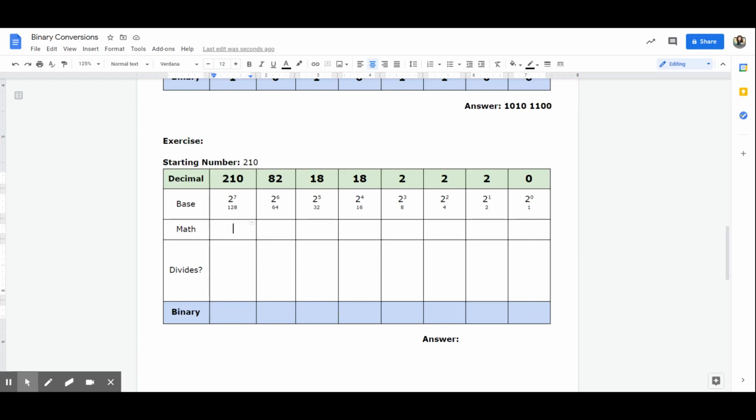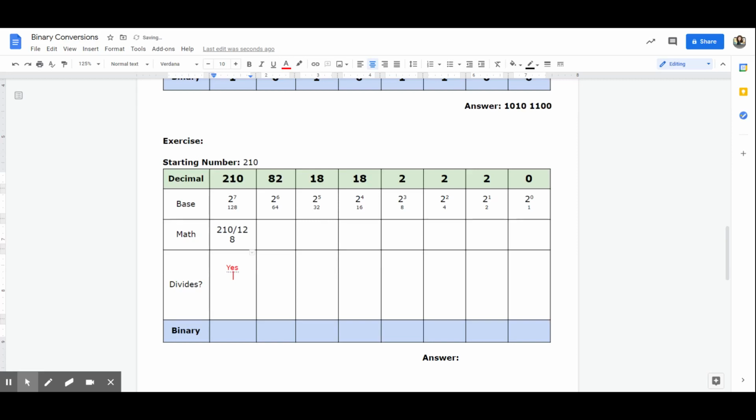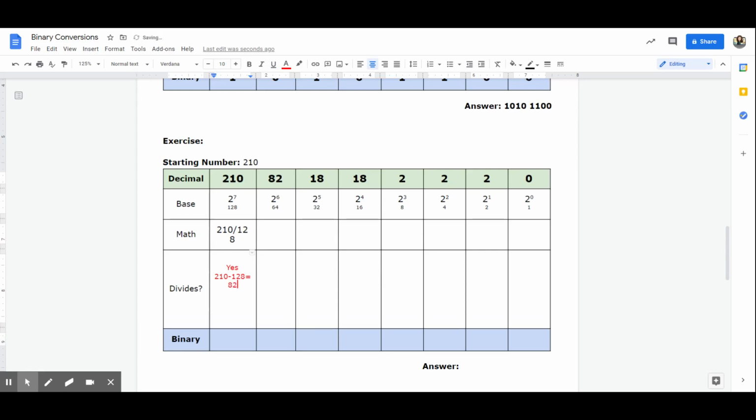Let's take a look at 210. The first number is 128. Can all of 128 fit into 210 evenly? And the answer is yes. So take 210 and subtract 128. And your answer is 82. That's a binary 1 because we have a yes here.